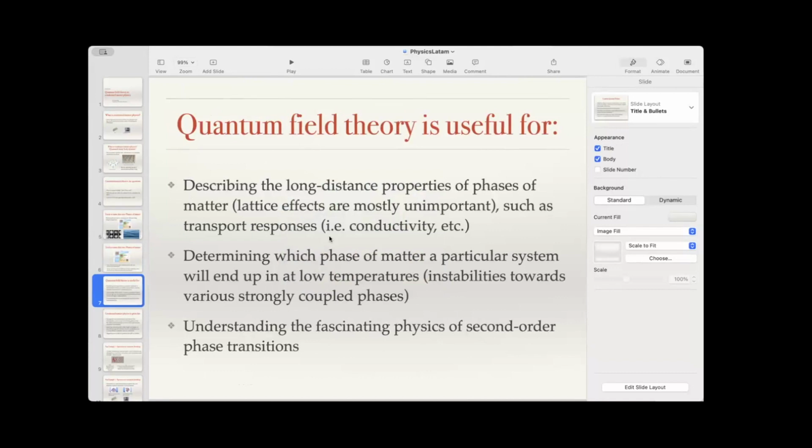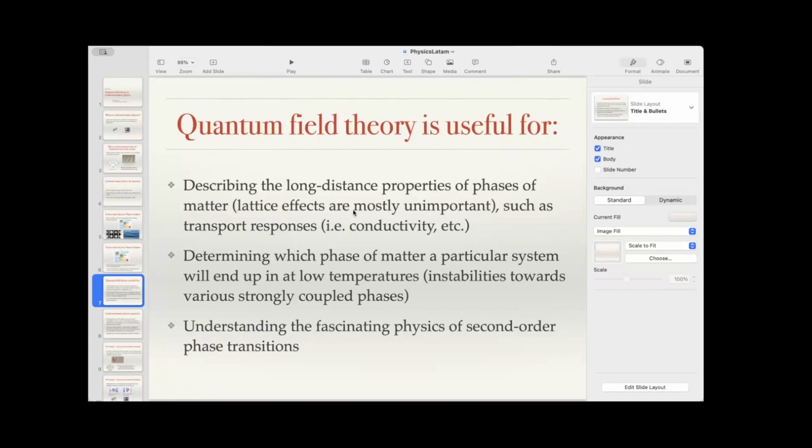Okay, good. And so, how does quantum field theory enter into this understanding of phases of matter? Well, the first thing is that typically, for most phases of matter, we can write down a quantum field theory that describes these long distance properties. Often, right? And in particular, we can use that field theory to calculate different responses, conductivities and so on, that we could actually measure in an experiment.